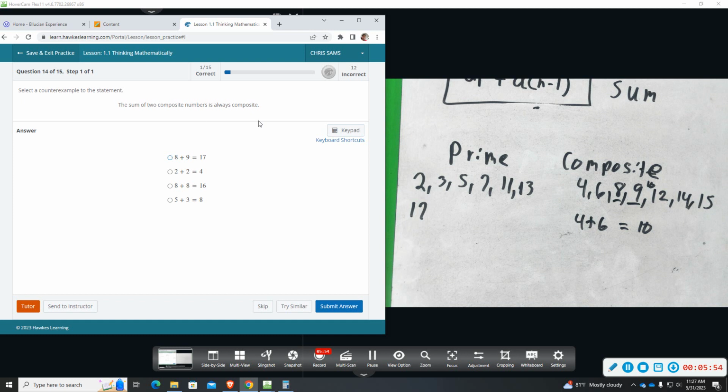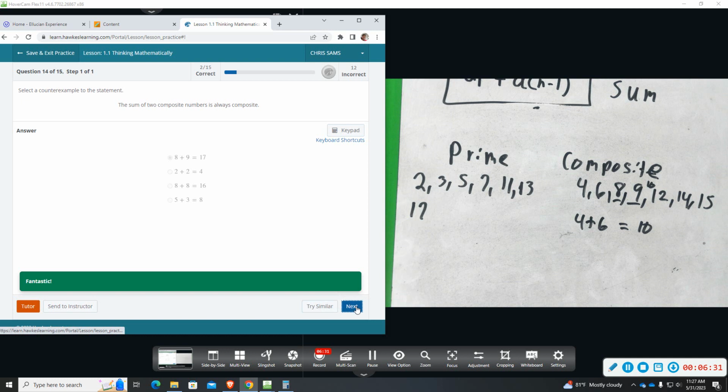So when it says it always works, you just find me one that doesn't work. So we need two composite numbers that add up to something that's prime. These two are all composite. 5 is prime, it doesn't even fit in the composite section. 3 is also prime. So this one adds two prime numbers and gives me a composite. So the only counterexample of this statement is A. Two composite numbers add up to give me something that's not composite. So A is the best choice.